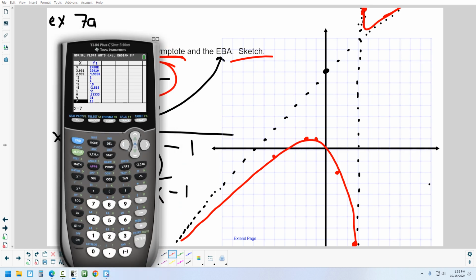Is that top part going to be in the standard window? No. So I'm going to set my Y max. I don't need 90, but I'll do like 40. And hit graph. And let's see if it looks like what I drew. Yeah, there's the bottom part. And yeah, there's that top part. It's those two separate rounded pieces.